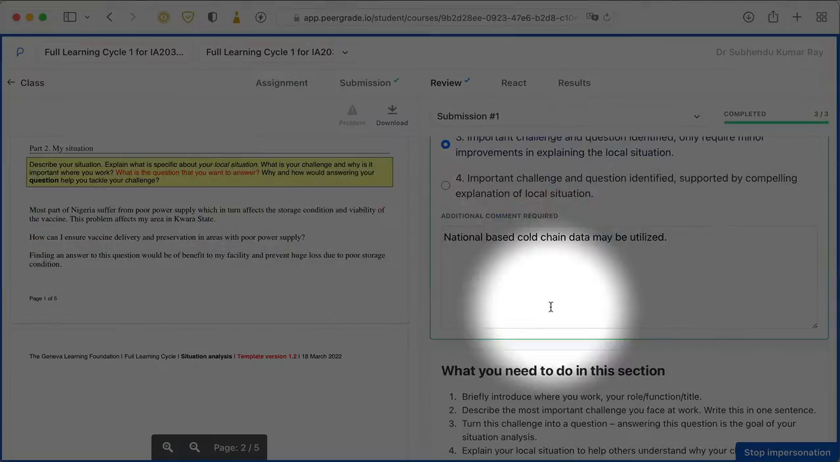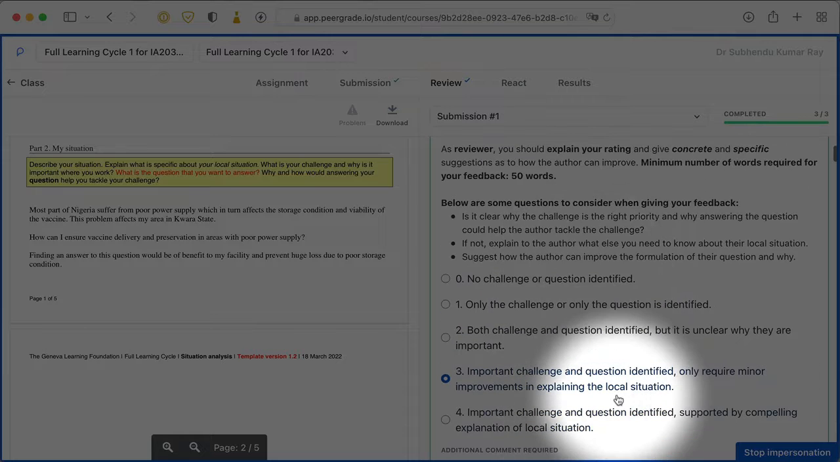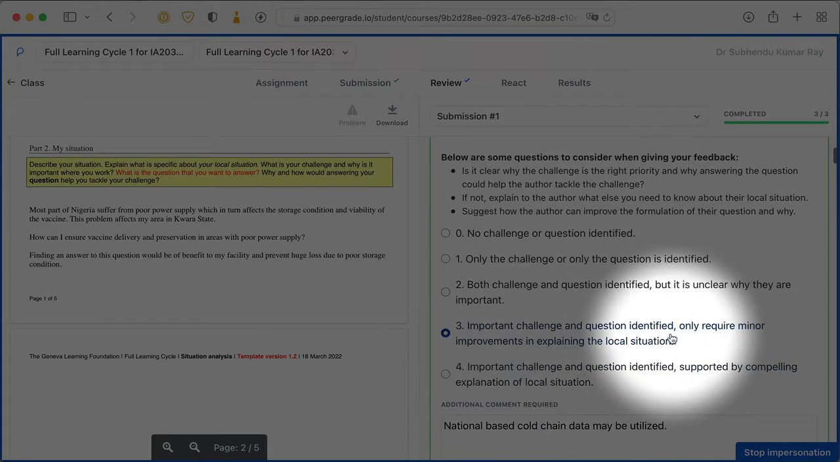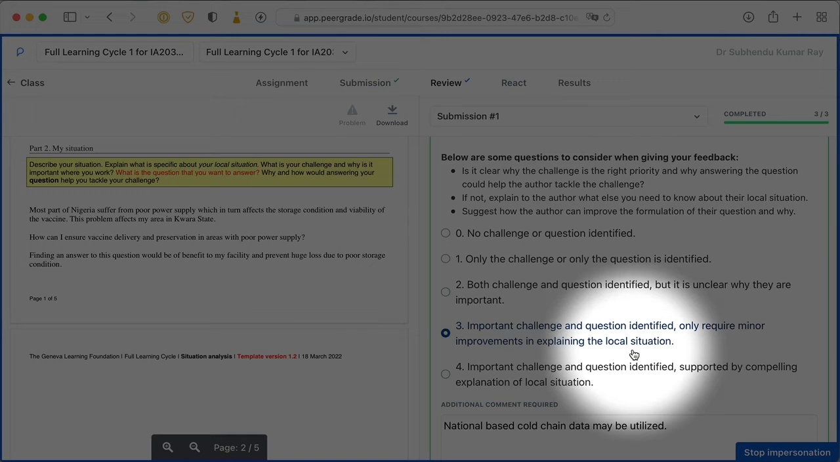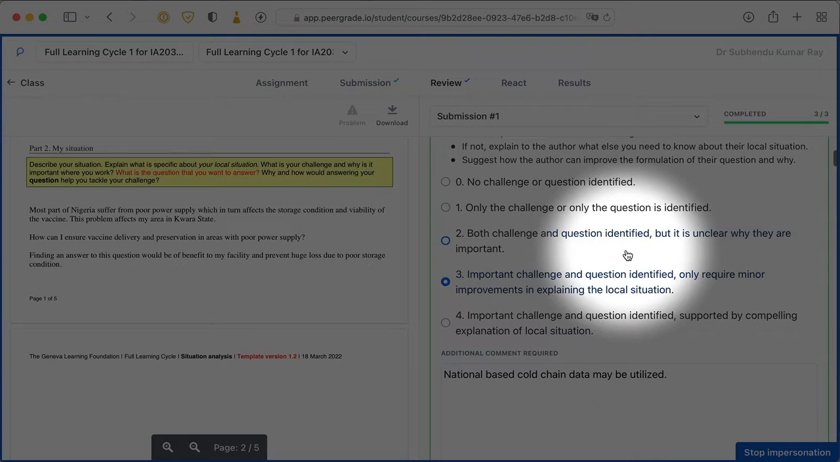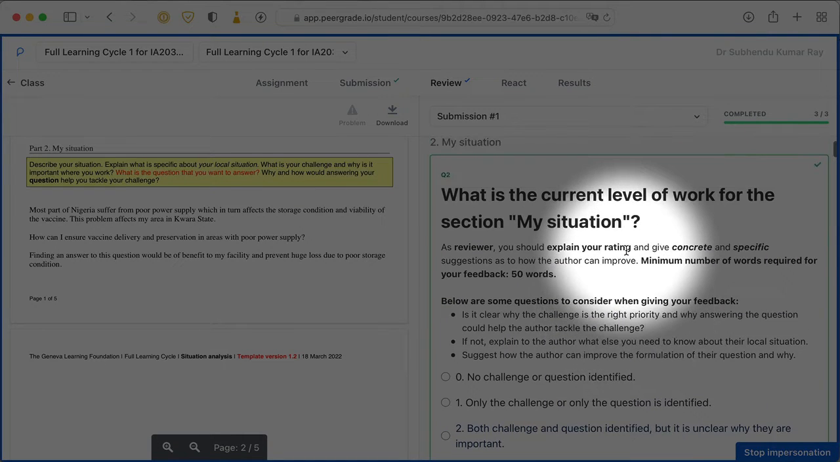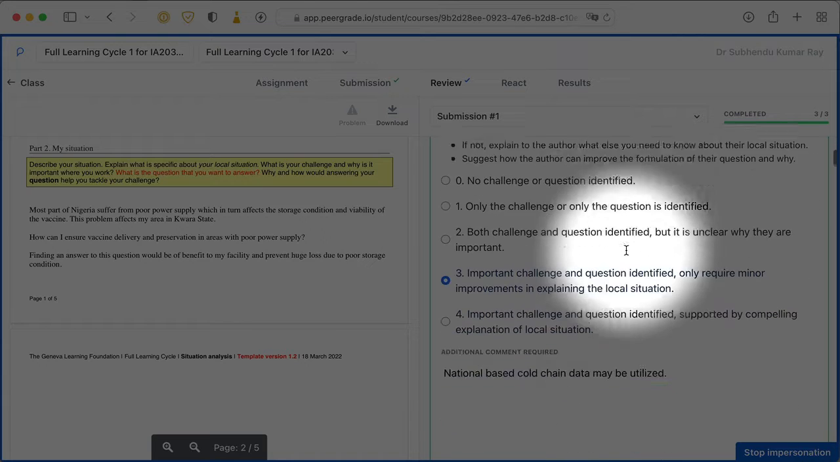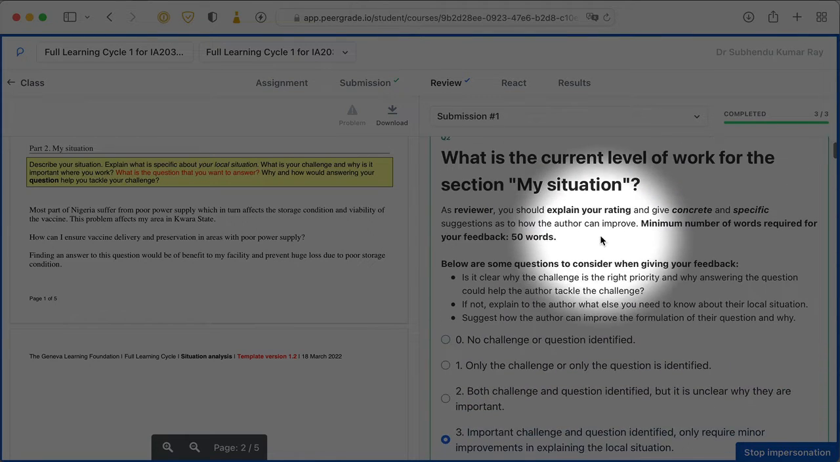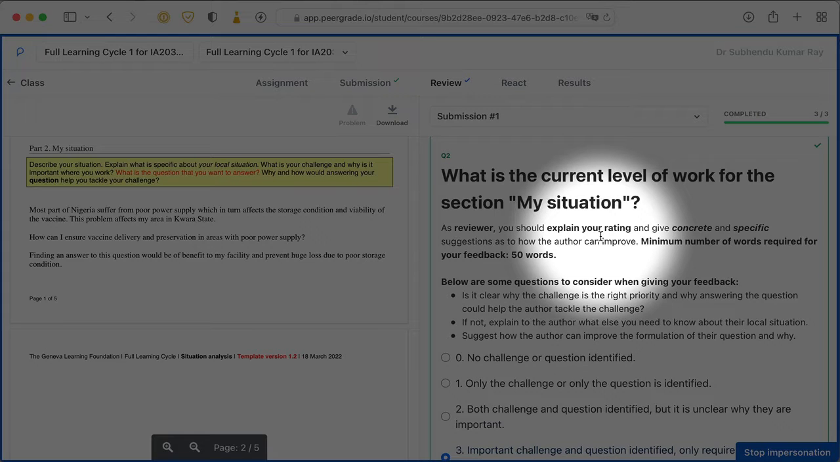So here the author, unfortunately, okay, you've told me that the reviewer says minor improvements in explaining the local situation are needed, but you haven't told me anything about what they should be. So this is not a useful review feedback so far for this point. What we really want you to do as the reviewer is not just to give the rating, which is an indication, but to explain it.